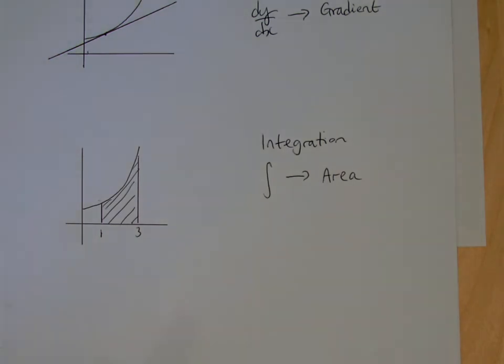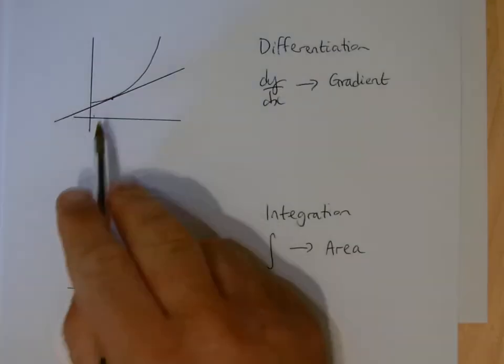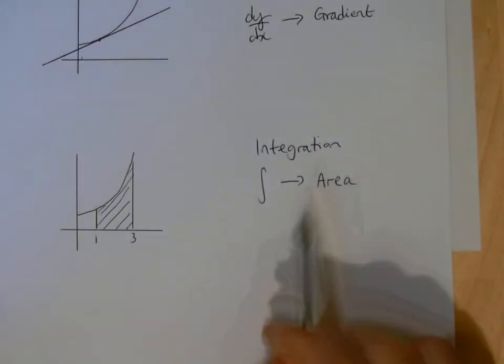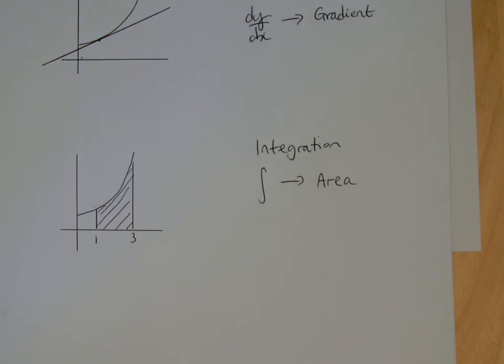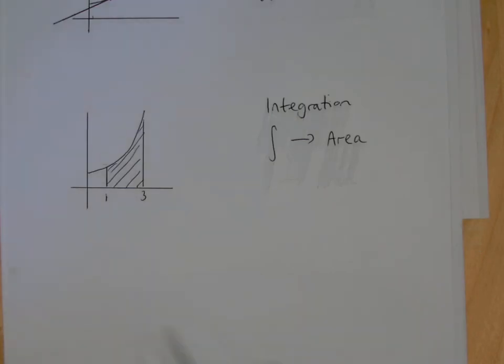So it's good, isn't it? We've got differentiation to work out the gradient of the curve at any particular point. We've actually got integration to work out the area of the curve wherever we want it, in this case between 1 and 3. Now let's explain the difference between an indefinite integral and a definite integral.